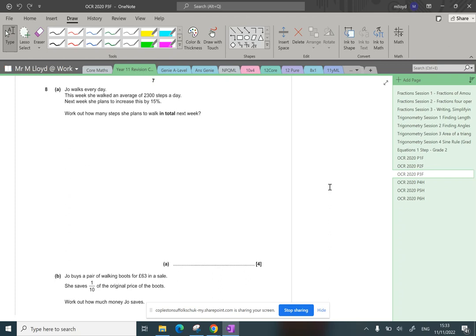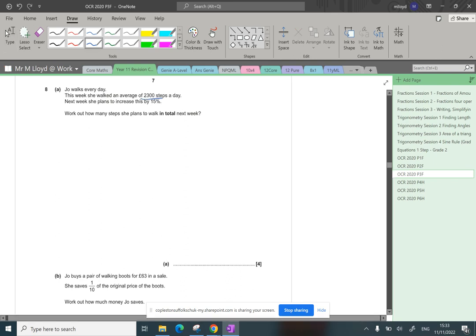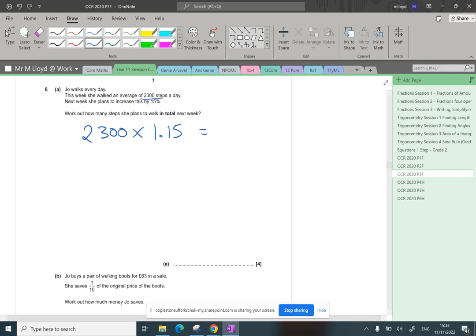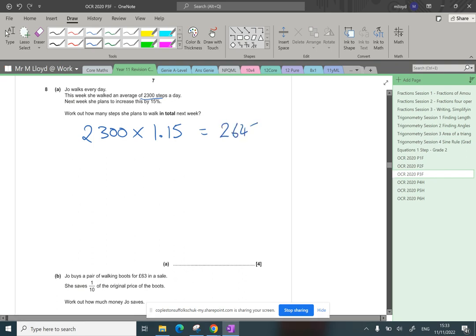Okay, question 8. So Jo walks every day. This week she walked an average of 2,300 steps per day, which isn't a lot. Next week she plans to increase this by 15%. So 2,300, I'm going to multiply by 1.15, which is the increase of 15%. 2,300 times 1.15, so that's me doing it on the calculator, which gives me 2,645.